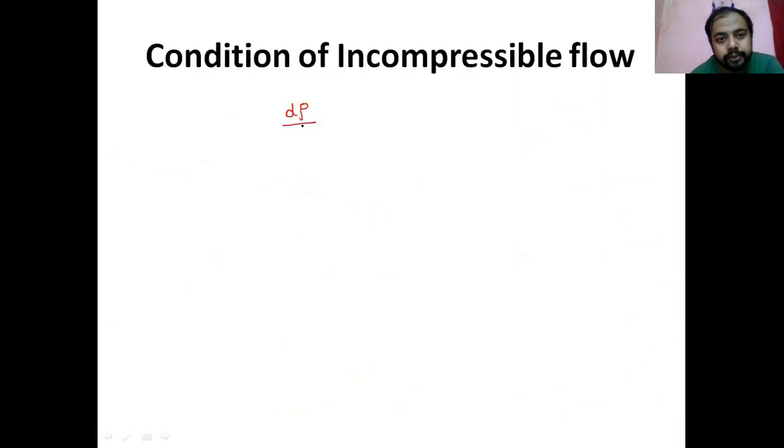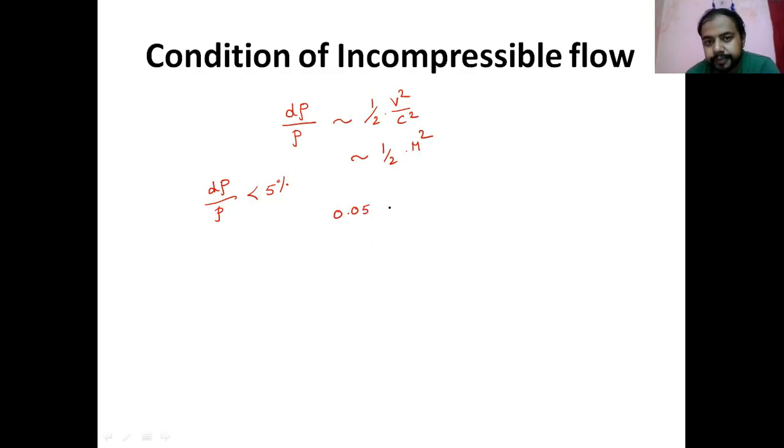Del rho by rho, taking the order on both sides, is the order of V square by 2K over rho. Another way, half M square, Mach number square. The condition of incompressibility we have already discussed just now: less than 5%. That means if this is less than 5%, we write 0.05, half M square.